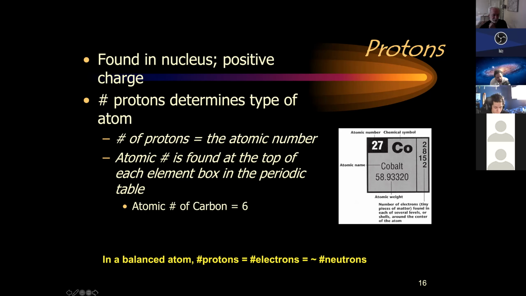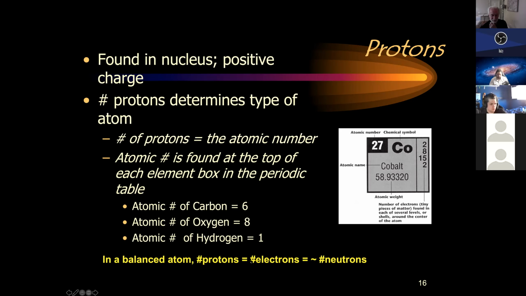The atomic number of carbon, for example, is 6. Oxygen is 8. And hydrogen is 1. So in an electrically balanced atom, the number of protons is equal to the number of electrons. Protons are positive, electrons are negative. If there are equal numbers of each, the charge on the atom is neutral. And the number of protons is approximately equal to the number of neutrons, although not always exactly.